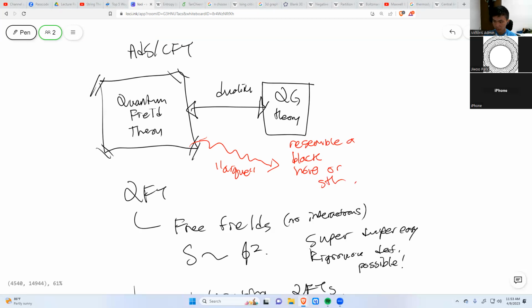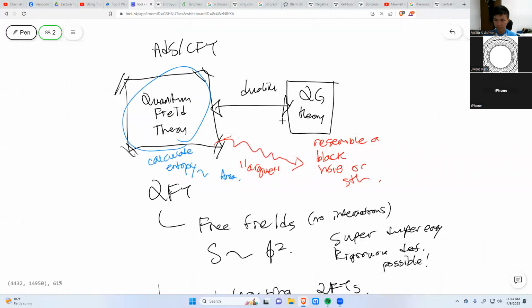But what you can do is you can calculate the entropy here, and it has been shown that these calculations do match the black hole entropy formula, proportional to the area. And that's black hole thermodynamics. It's not a very satisfactory explanation, but it is what it is.